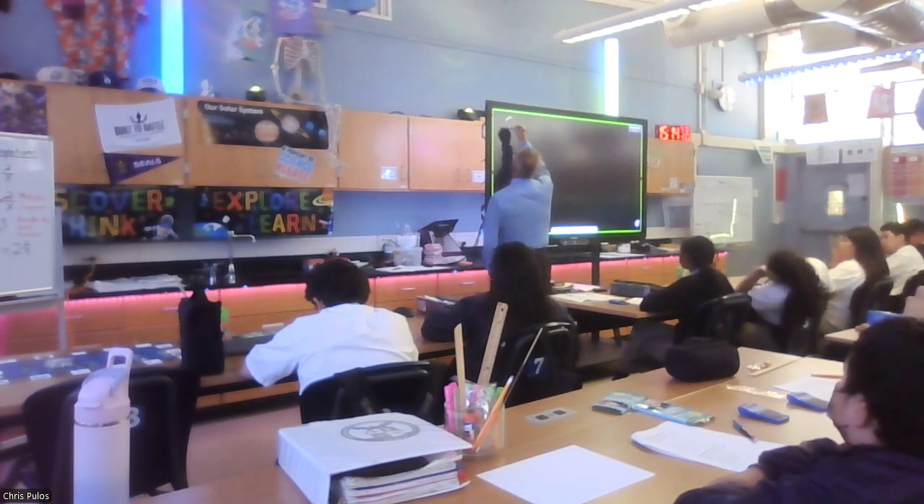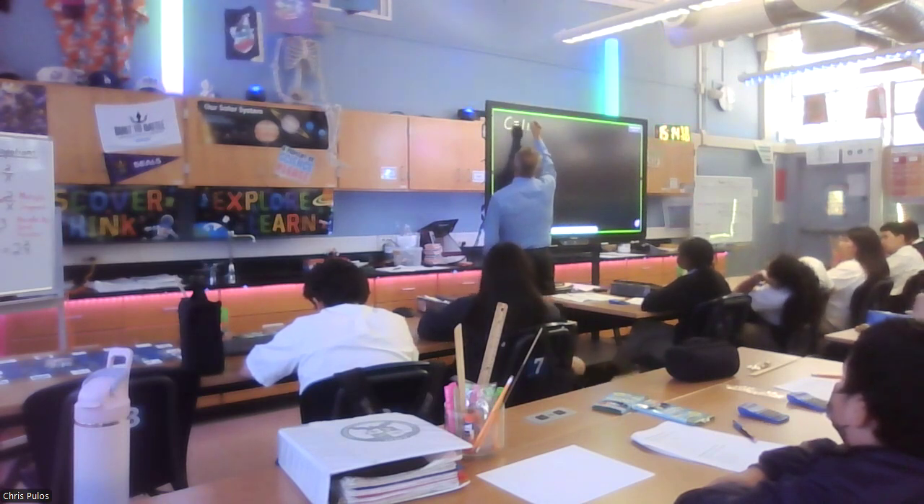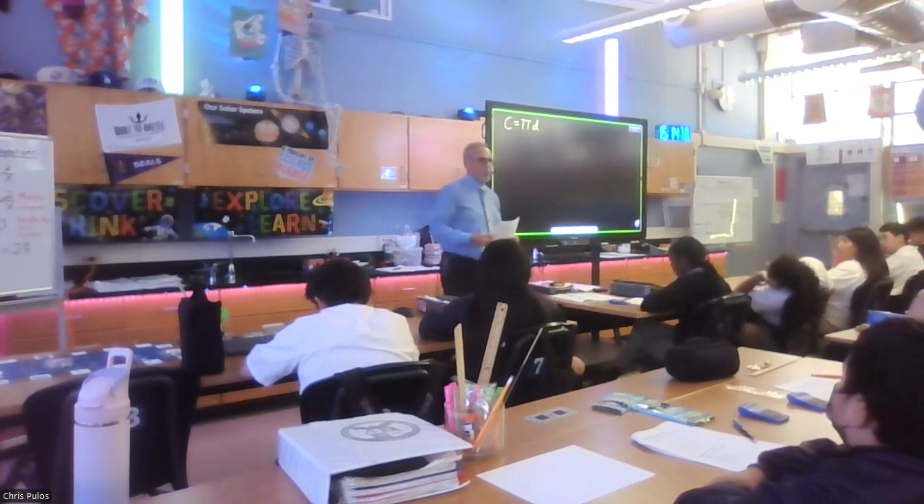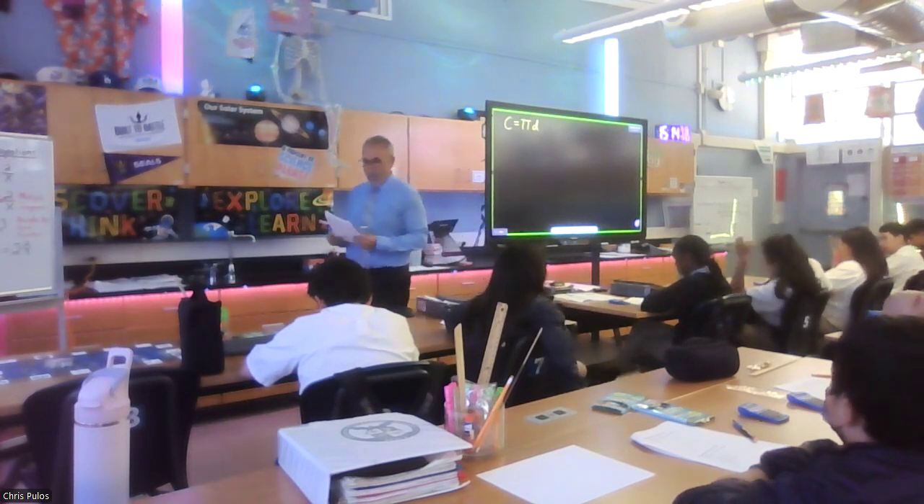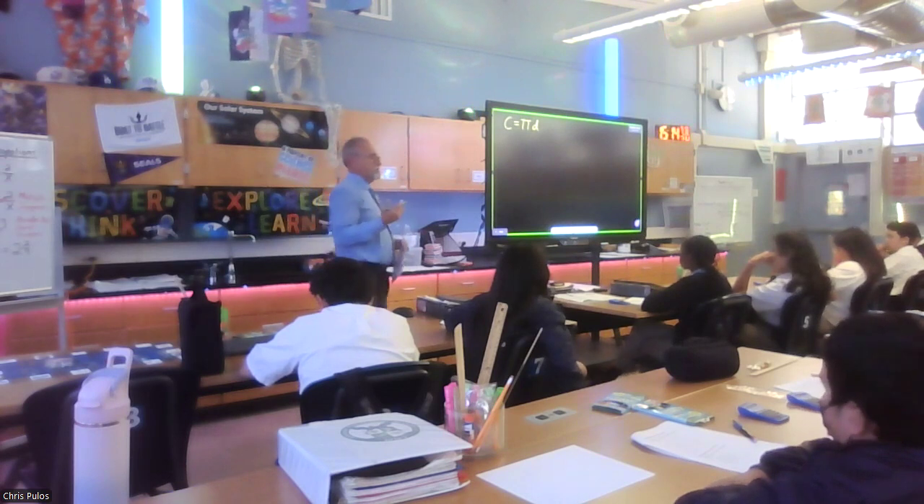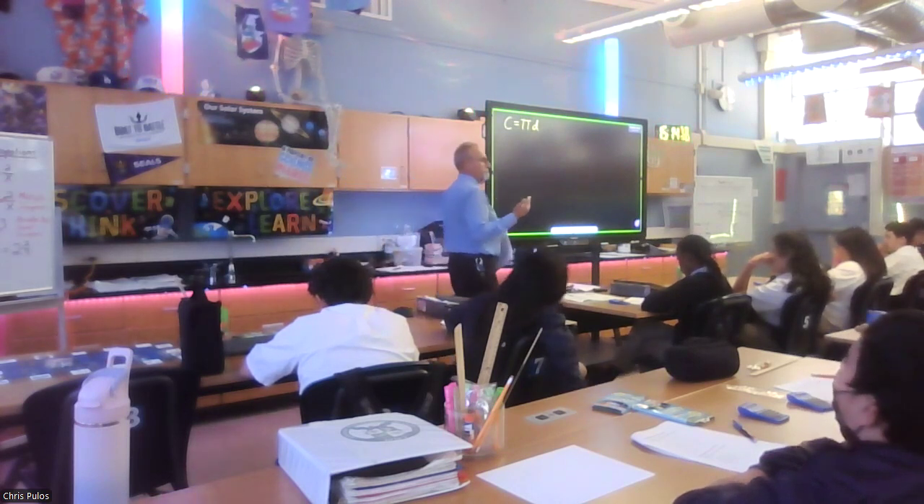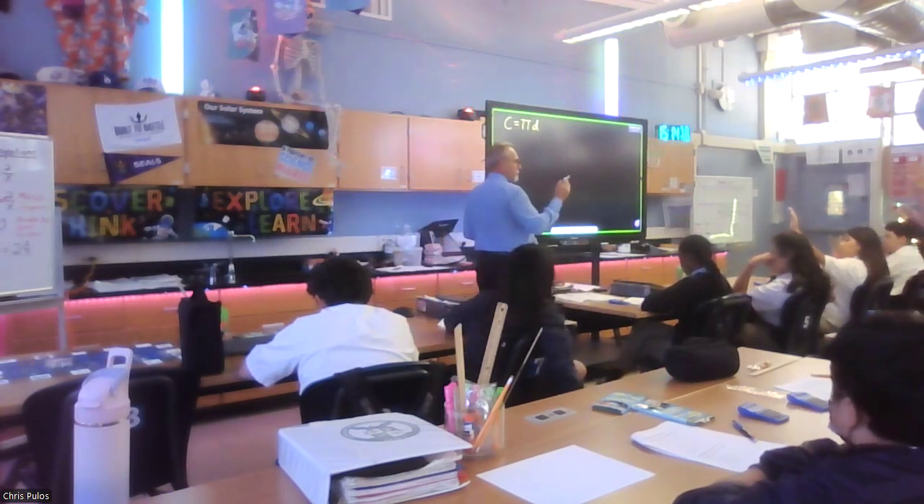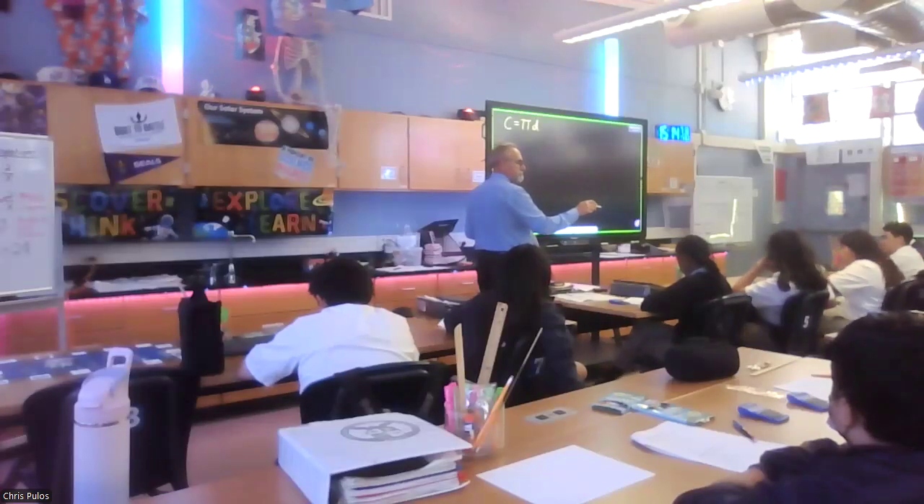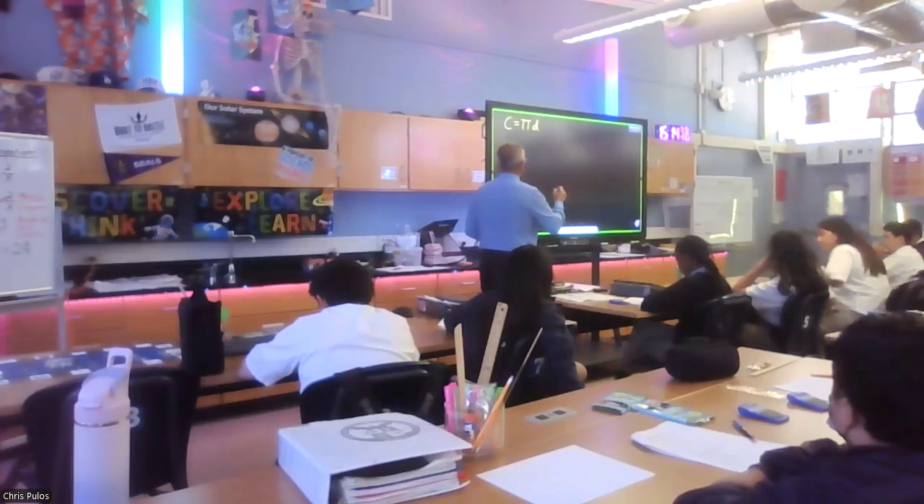Remember that circumference equals pi times the diameter. Does everyone understand that? Yes, sir. And pi is what? We're going to use the 3 digit pi. What is that? Go ahead. 3.14.